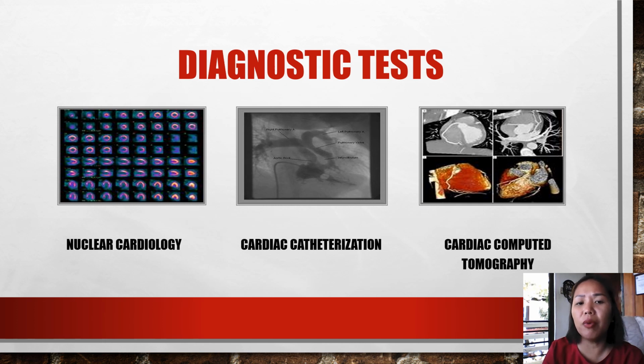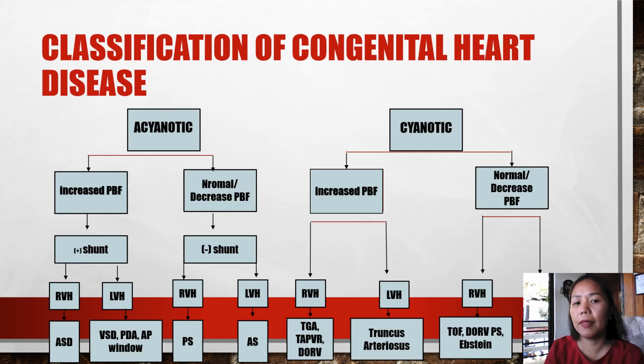Cardiac computed tomography imaging and angiogram modality improves the visualization of some structures not clearly seen on 2D echo, like the coronary arteries, pulmonary arteries, and branches of the aorta. I will just show you an algorithm on how to diagnose congenital heart disease. If you are able to memorize this table, it will be very easy for you to diagnose what congenital heart disease you are dealing with.